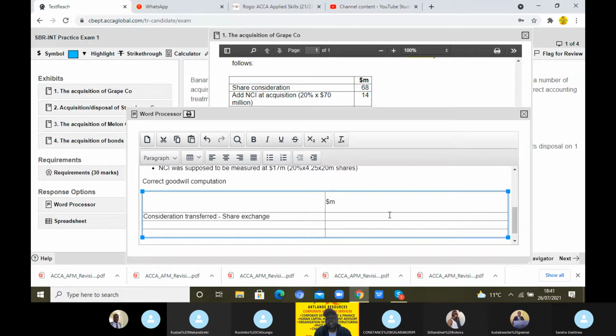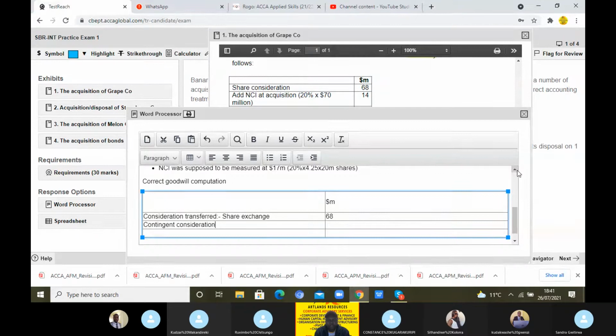It's already given as 68 million. Remember, these are the figures. They've already worked out the sum of the figures. So I just put 68 here, tab, and then there is contingent consideration, because I am now sorting out the mess myself.